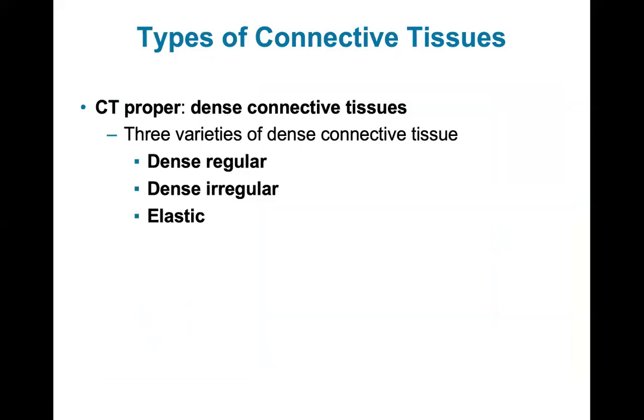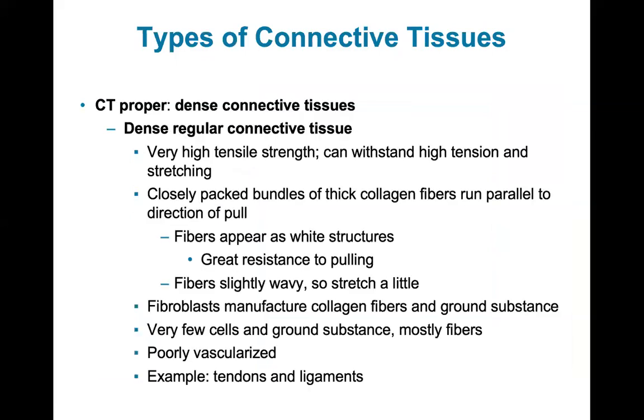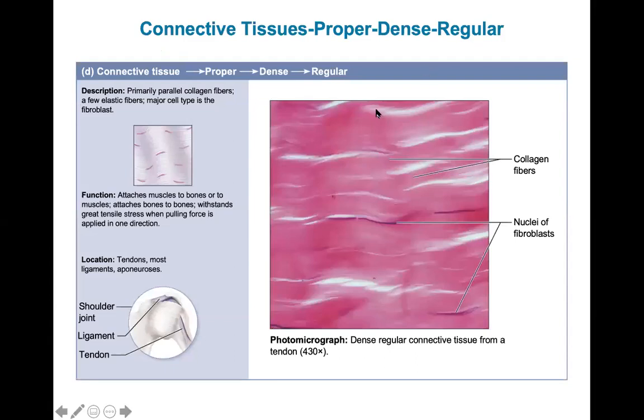Looking at our dense connective tissue, which is part of connective tissue proper, we have dense regular, irregular, and elastic. Dense regular connective tissue has very high tensile strength. It can withstand high tension and stretching. You have closely packed bundles of thick collagen fibers that run parallel to the direction of pull. You have some fibroblasts present, very few cells, and the ground substance is mostly collagen fibers. It's poorly vascularized, and when you look at this, you can see very few cells here and there, but mainly just a bunch of collagen fibers all going in one direction.